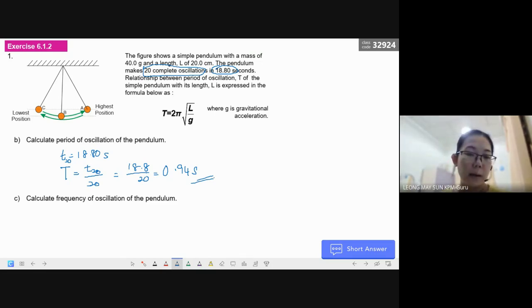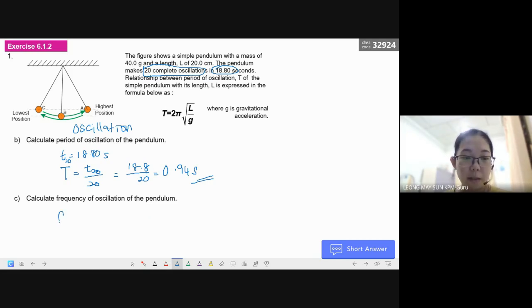Now, the question asks, what is the frequency of oscillation of the pendulum? This one can use the wave concept, the main reason being that the pendulum is undergoing oscillation. All right. A wave is a transfer of energy without transferring matter due to an oscillating or vibrating source. So the pendulum is oscillating, that's why it's considered a wave as well.